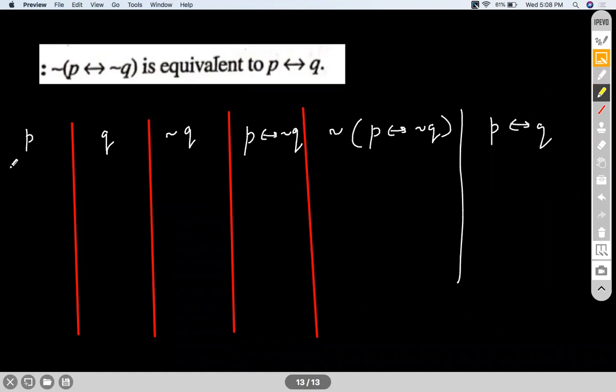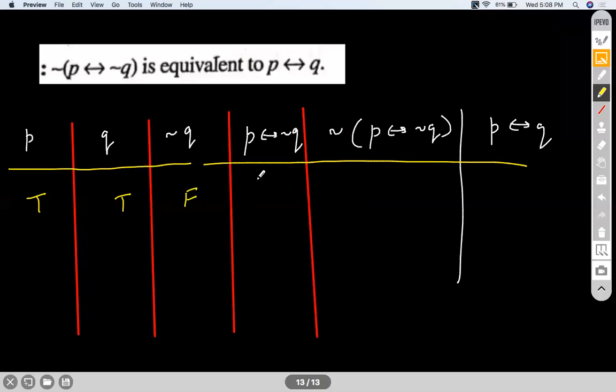Okay, let's take true. So this is false? Yes, sir, false. Okay, now what about this? Both, true, false, it has to be false because this is false. Both are true or both are false. No, this is true. And this guy will also be true. Okay, so far it's true.